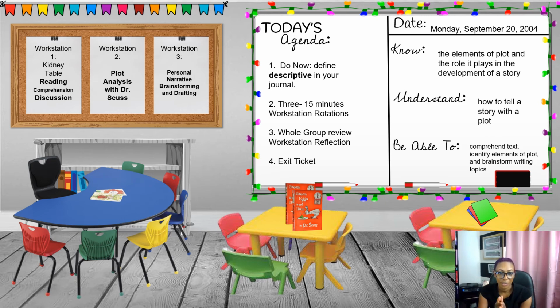In the center, where you see the Dr. Seuss books, is plot analysis. You might click on that and it's a read aloud, or there is a diagram for them to analyze plot together as a group. At the third table, you see a stack of folders. In those folders are different pieces of paper and prompts that they can use to build a personal narrative by brainstorming and drafting.